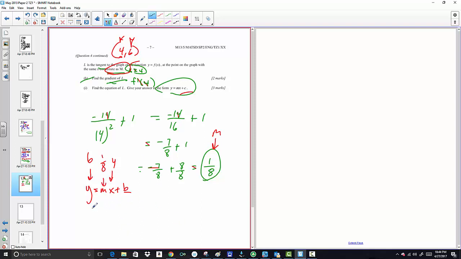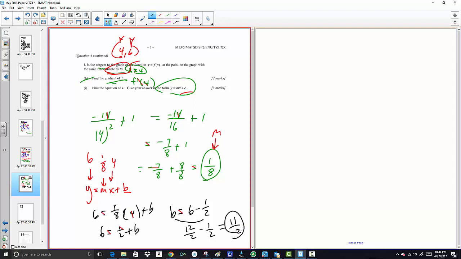All right. So I say, okay, 6 is equal to 1 over 8 times 4 plus b. 4 times 1 over 8 is 4 times 1, which is 4, divided by 8, which is a half. So 6 is equal to 1 half plus b. So b is actually equal to 6 minus a half, right? Which is the same thing as 12 halves minus 1 half, which is 11 halves. That's what b is equal to.